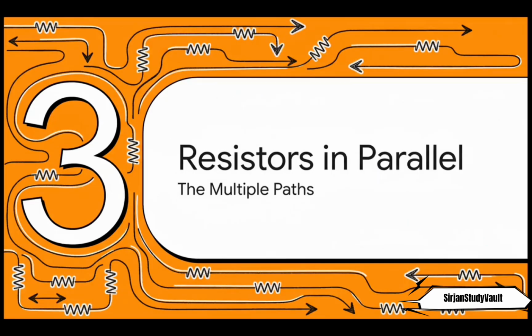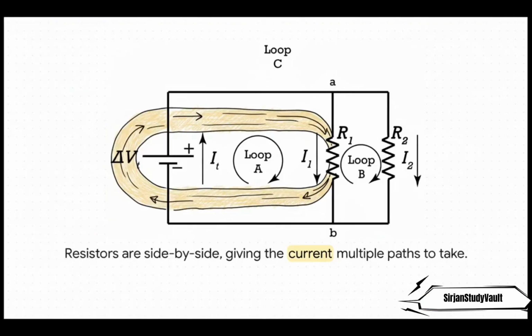And if series circuits were all about a single path, you can probably guess what parallel circuits are all about. They're defined by having multiple paths. Here, the resistors are connected side by side. Think of it like a river that splits into several smaller streams. The current flows to a junction, and then it has to divide itself. Some of it goes down the path with R1, and the rest goes down the path with R2. And because they're connected like this, the voltage across each of these parallel branches is exactly the same.